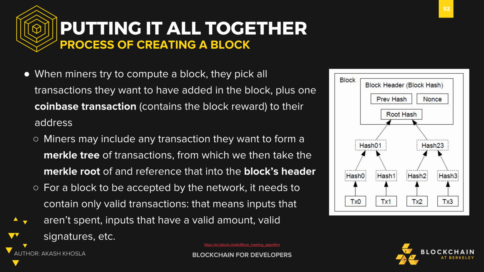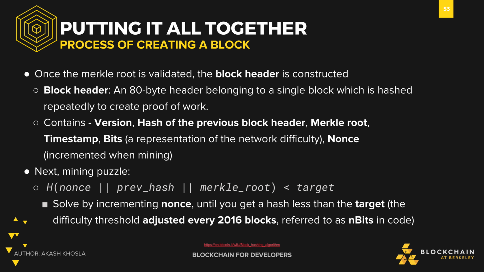For a block to be accepted by the network, it needs to contain only valid transactions. That means inputs aren't spent, inputs have a valid amount, and valid signatures. Once the Merkle root is validated, the block header is created. A block header is an 80-byte header belonging to a single block, which is hashed repeatedly to create a proof of work. It contains a version, a hash of the previous block header, a Merkle root, a timestamp, bits, and the nonce, which is incremented with mining.